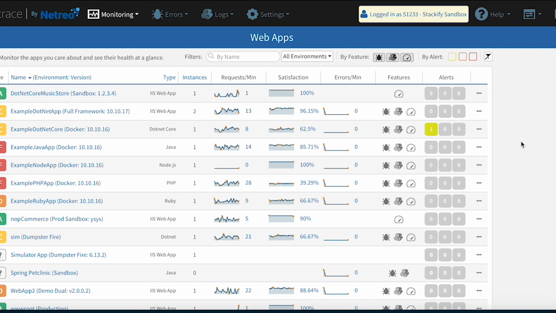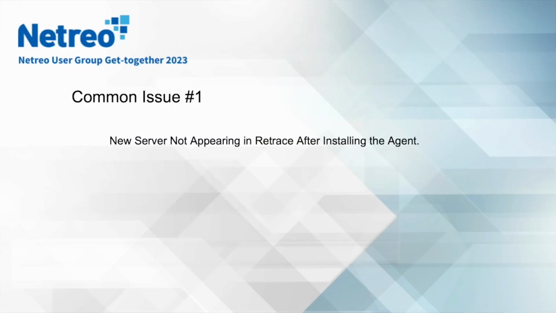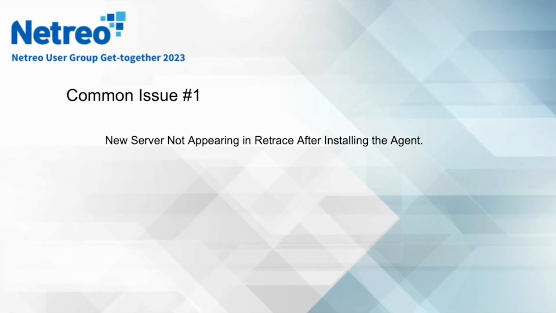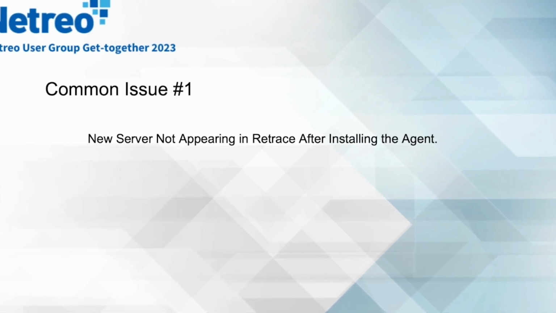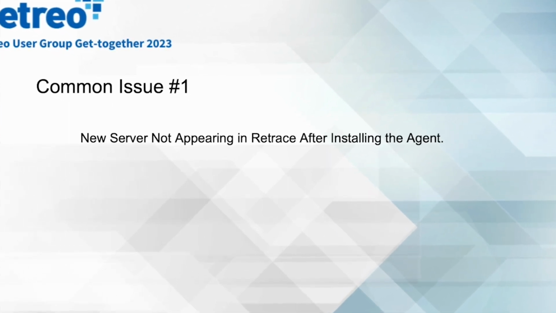Now that we've discussed those top three most common issues that are reported to our support team, let's go ahead and take a look at them one by one and talk about how we can address those issues when we encounter them. So first, we'll start with, I've installed the Retrace agent on a new Windows server, but I'm not seeing that server reporting in my account.